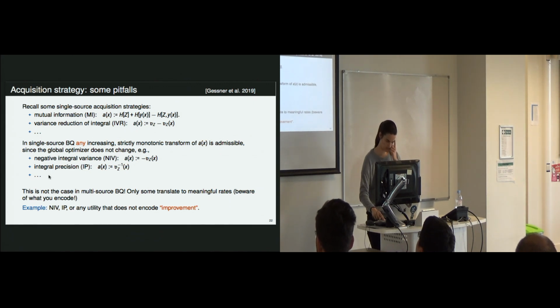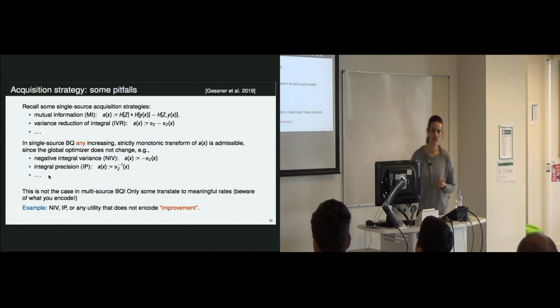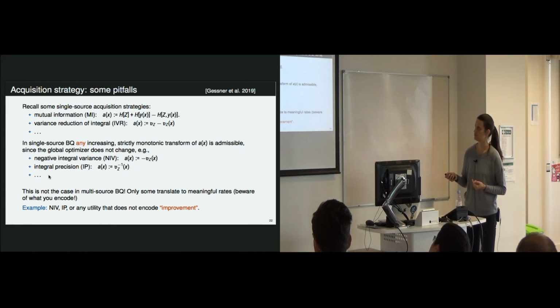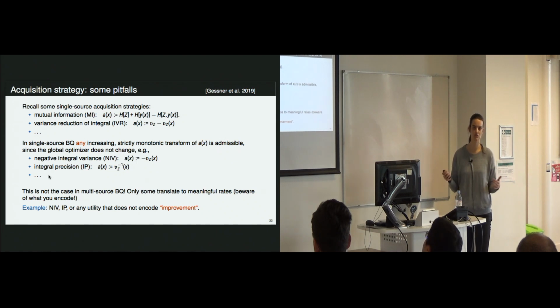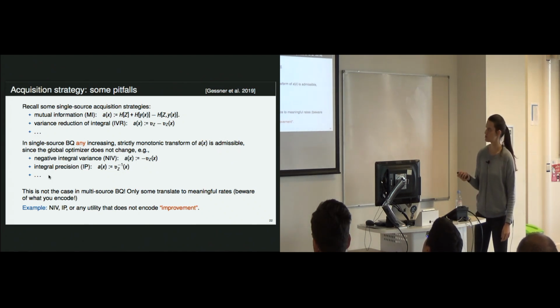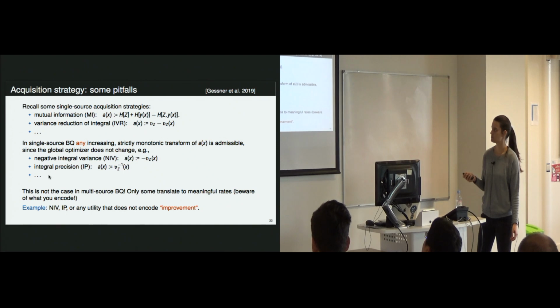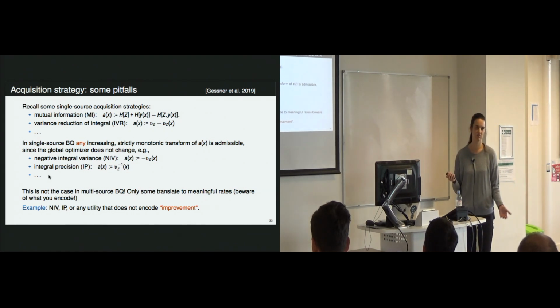I want to quickly talk about certain pitfalls when you extend to rates. I've recapped some well-known acquisition functions if you only have vanilla Bayesian quadrature, so one source. The mutual information and the reduction of the integral variance are monotonic transforms of each other, so they share the same global maximizer. And there are others. For example, some people minimize the integral variance or maximize the negative integral variance, or you can also maximize the integral precision. Usually it doesn't matter what you do because they all have the same maximizer, so you will get the same result. But if you do multi-source Bayesian quadrature, you need to be a bit careful.